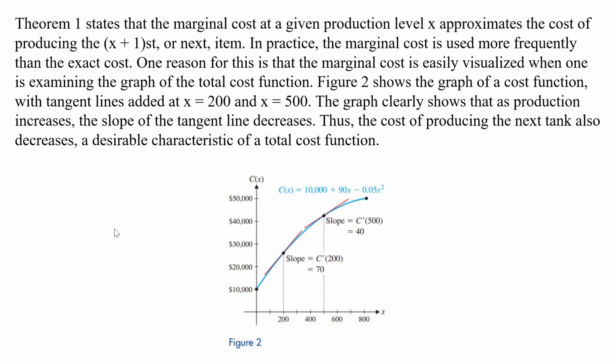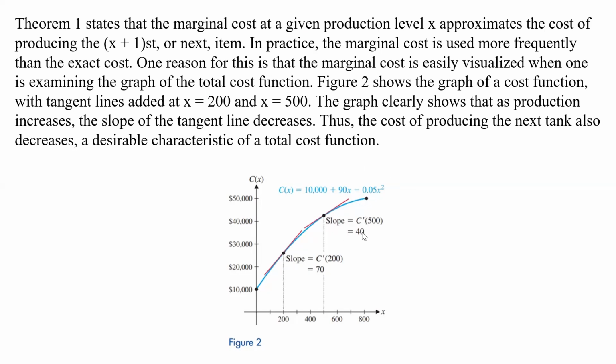Now, figure 2 shows the graph of a cost function with tangent lines at 200 and at 500. The graph clearly shows that as production increases, the slope of the line is decreasing. Thus, the cost of producing the next tank in this case is also going to decrease. And so that's a desirable characteristic of a total cost function. So if we look here, when we take a derivative at that point, it's going to be a steeper line than when we go here at 200, and that's going to be less steep here. And once we get up here, it's even less steep. And so as you move up this curve, the slopes are getting smaller, and therefore our marginal costs are decreasing, which is what we want.